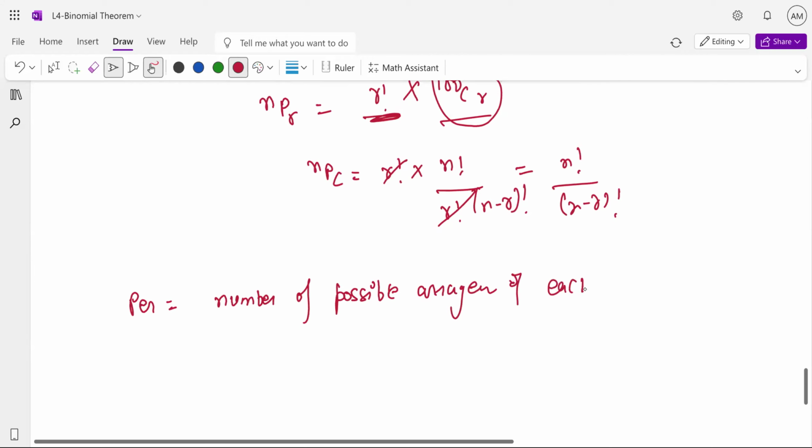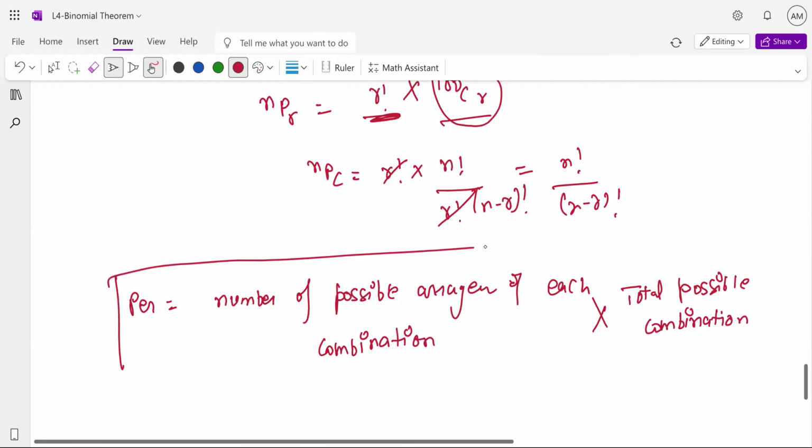So your permutation contains two things: number of possible arrangements of each combination, multiplied by total possible combinations. Does it make sense? Yes, sir. Total possible combinations. Yes, sir. So this returns you the computation finally.